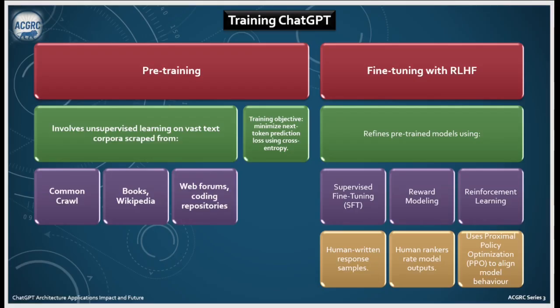Training ChatGPT. There are two areas: pre-training and fine-tuning with RLHF. Pre-training involves unsupervised learning on a vast text corpus scraped from Common Crawl, books, Wikipedia, web forums, or coding repositories. Its objective: minimize the next-token prediction loss using cross entropy.